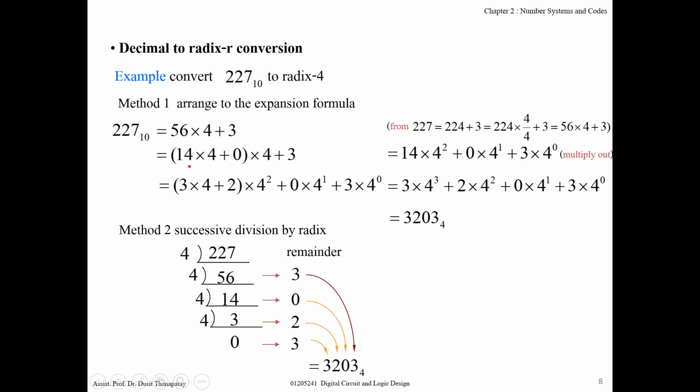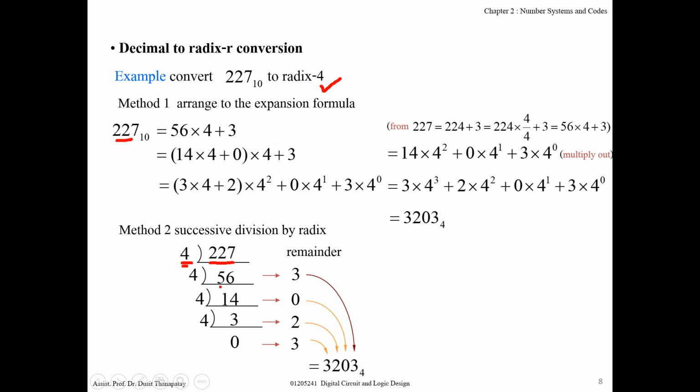So if you observe the answer, for example, this one, it's from what? It's from the remainder, right? Remainder from this number divided by 4, the radix number. So that means you can find out this remainder by using successive division by the radix. For example, start from this one, right? And divide it by radix number 4.